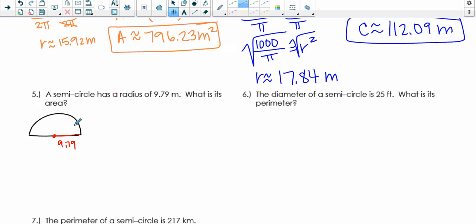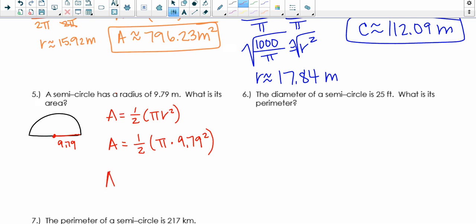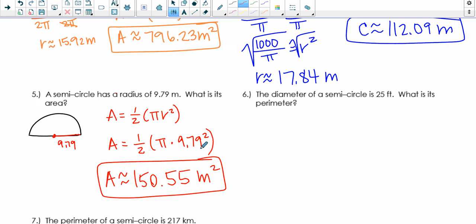Okay. So basically, in this case, when you're doing area, this isn't too bad. All you need to do is say, okay, I need 1/2 of a circle, so 1/2 of pi r squared. So area equals 1/2 times pi times 9.79 squared. And the area of that is approximately 150.55 meters squared. So it's literally just taking half of the area.